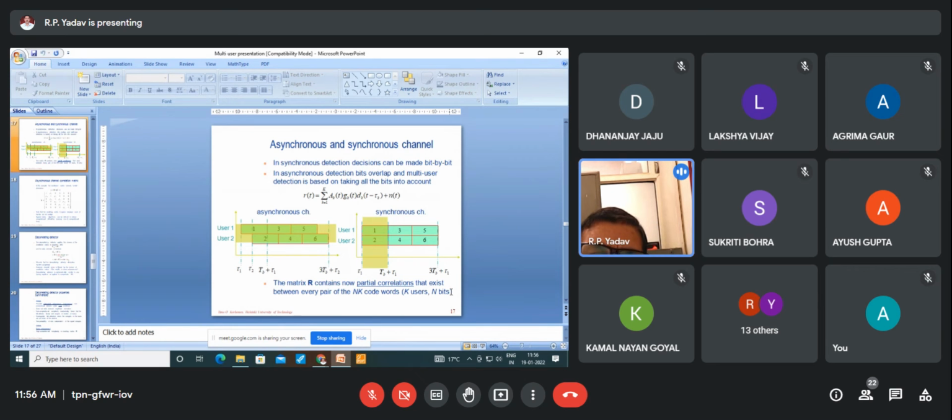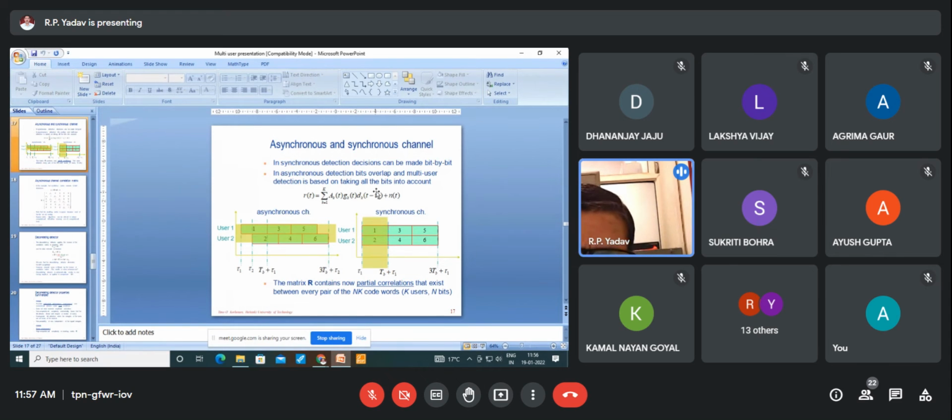Now, this is asynchronous and synchronous channels. In synchronous detection, a decision can be made bit by bit. In asynchronous detection, bits overlap, and multi-user detection is based on taking all the bits into account. So if it's asynchronous, I have to take into account all the users. If it's synchronous, I can take bit by bit. Corresponding to the delays, you can say this is tau 1, tau 2, Tb plus tau 1. This is asynchronous. My users are, say, 1, 3, 5 or 2, 4, 6, whatever corresponding users we are using.